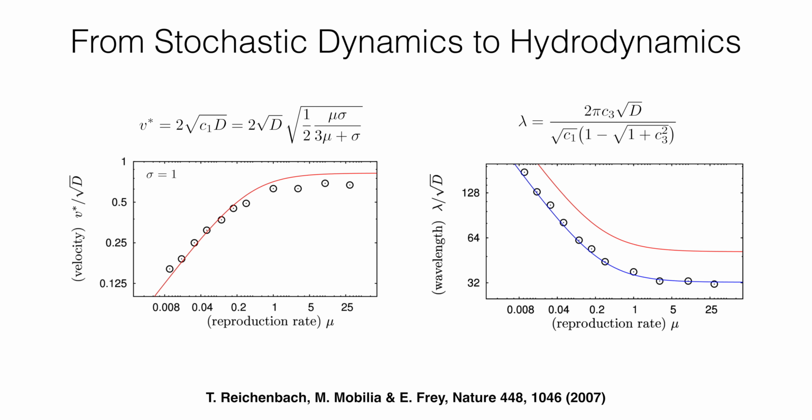So here, just look on the left-hand side. You see the velocity divided by the square root of D. This is this factor. And then plot it as a function of the reproduction rate mu for a time scale sigma that's chosen to be 1. That's not a restriction, it's just fixing the time scale.